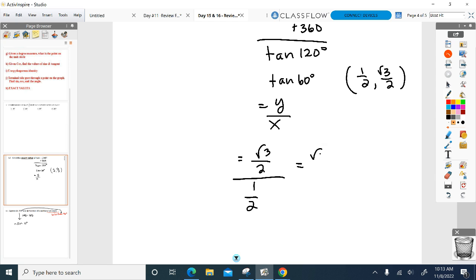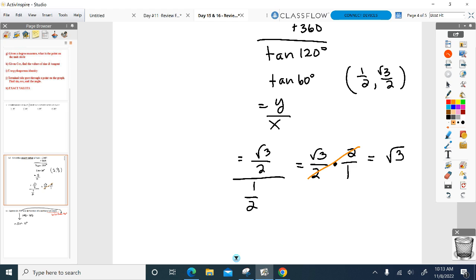Keep radical 3 over 2 the way it is. Keep. Change division to multiplication. And do what to the bottom? Flip the bottom. Yep. What cancels out? 2's. And I'm left with, now tomorrow, if you have a radical in the denominator, get rid of it, please. Get rid of it. Last thing I'm missing.